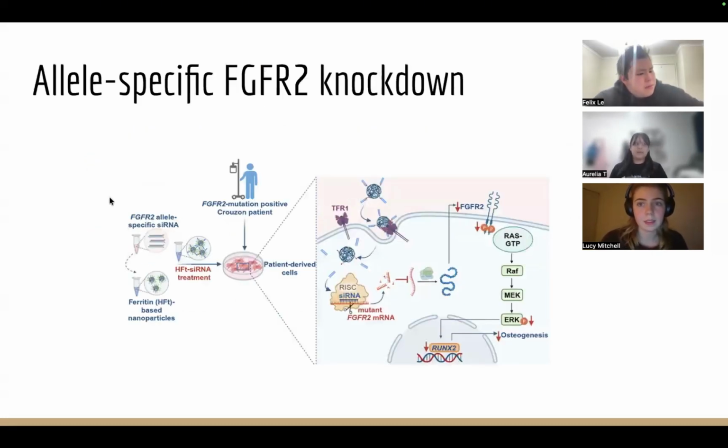An example of a treatment approach that targets the overexpression of downstream FGFR2 pathways is a personalized medicine approach that, while not yet in clinical trials, has shown potential in reducing the effects of pathogenic variants. This is the allele-specific knockdown of FGFR2 protein using small interfering RNA molecules. The basis of this treatment is to halt the production of mutant FGFR2 protein by introducing complementary siRNA molecules that are specific to the patient's mutation.